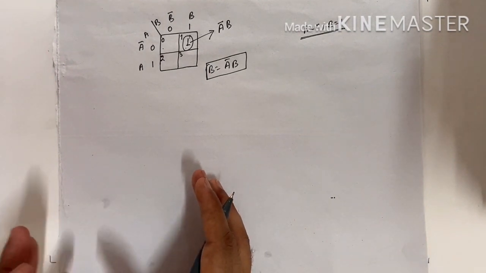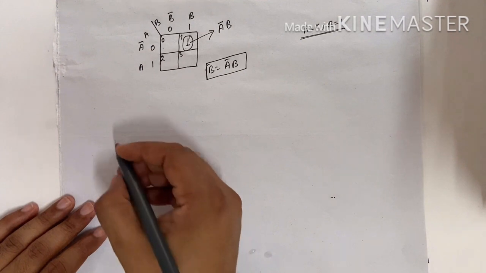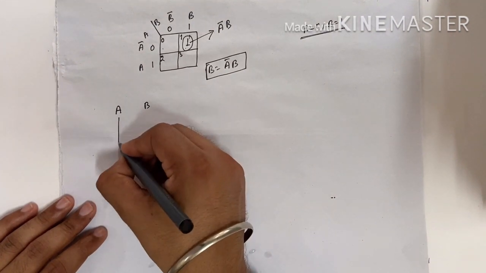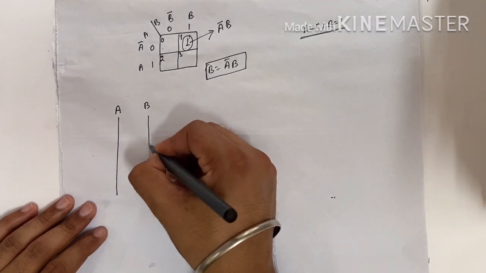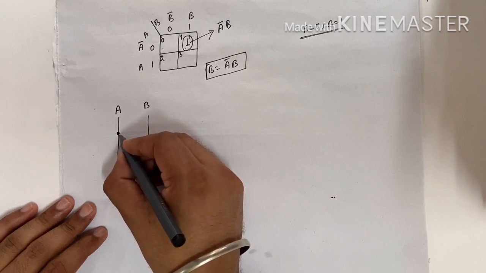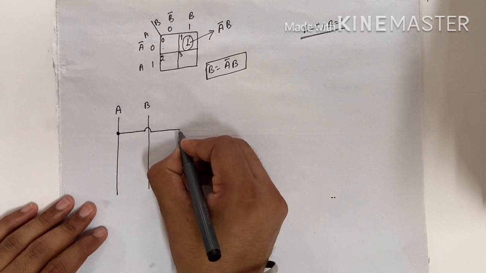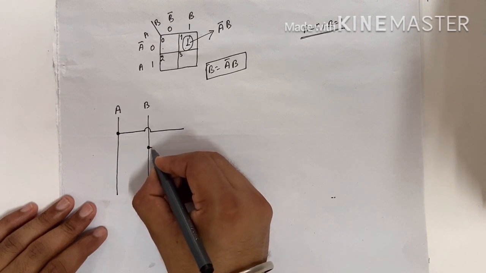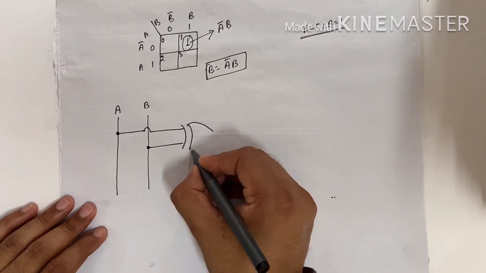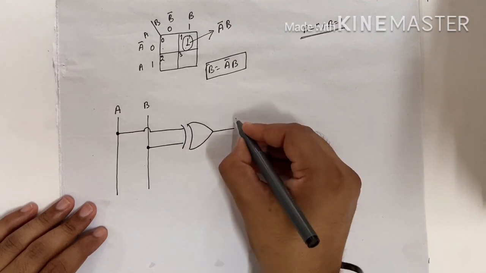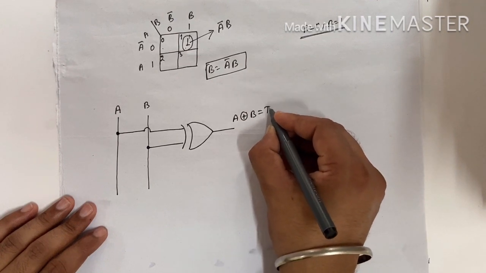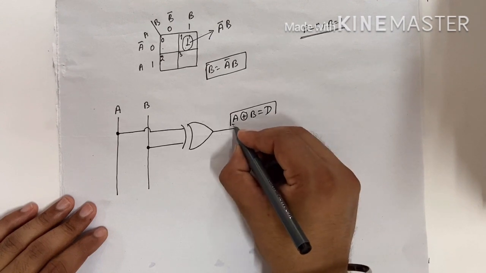Now we have to develop the combinational circuit. In the combinational circuit we write A and B here. We can see the Difference is the XOR of A and B. We take A from here and B from here, and apply the XOR operation of A and B. In this fashion we get A XOR B. This is the Difference. Okay, we have the combinational circuit.